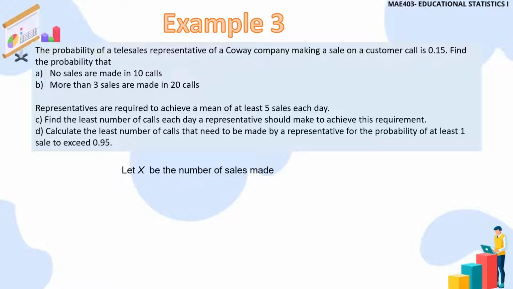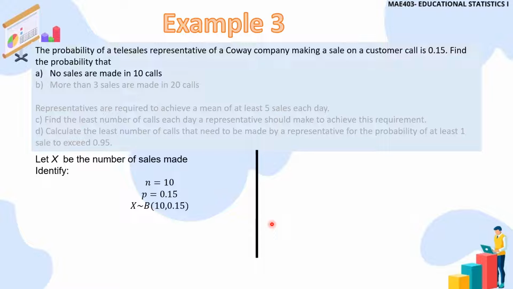So let X be the number of sales made. First, identify the total trials, which is made in 10 calls. Therefore, the n is 10. Next is the probability of success. Getting a sale is 0.15. So p is 0.15. Therefore, X is binomially distributed with 10 and 0.15, by using the formula nCx p^x (1 minus p)^(n minus x).